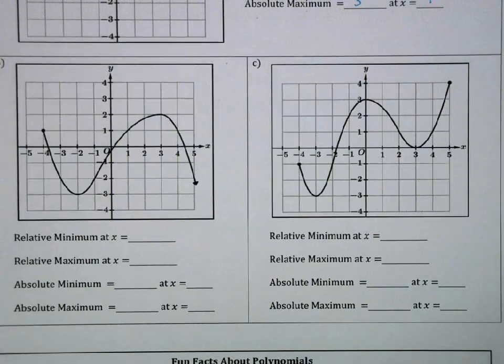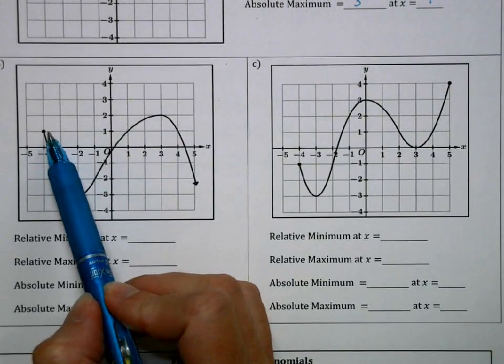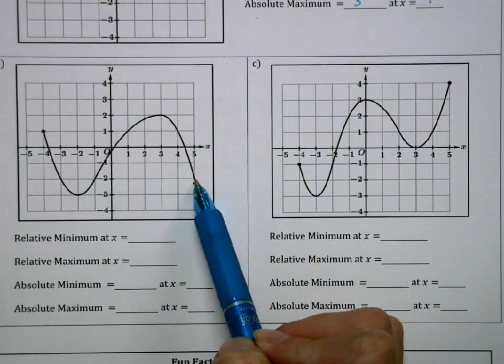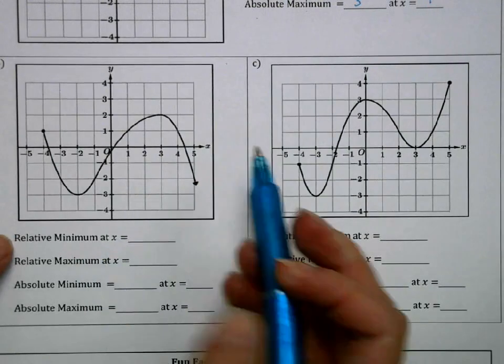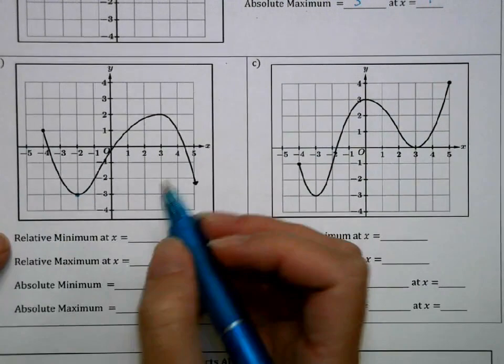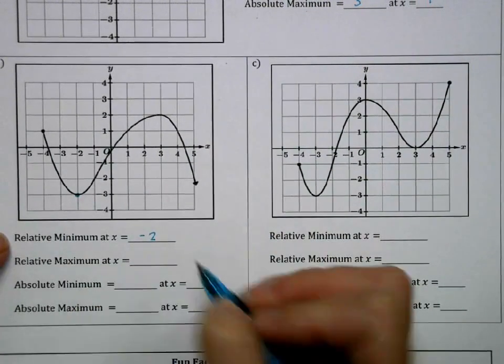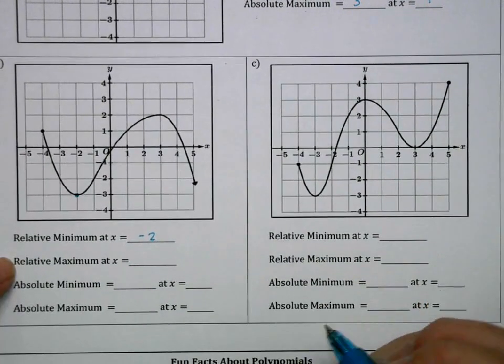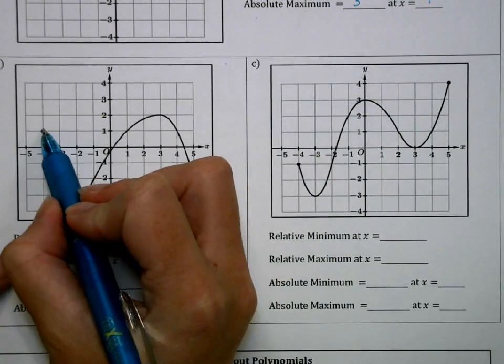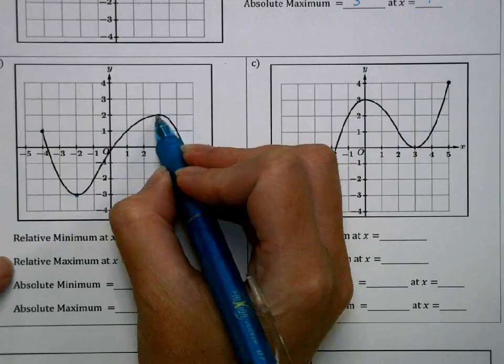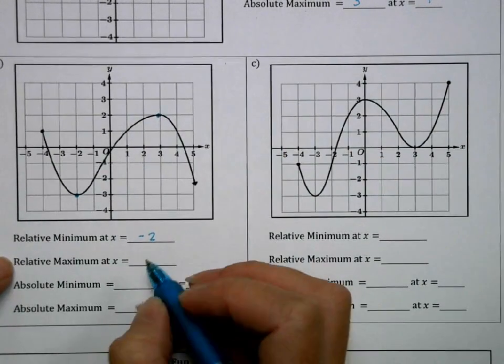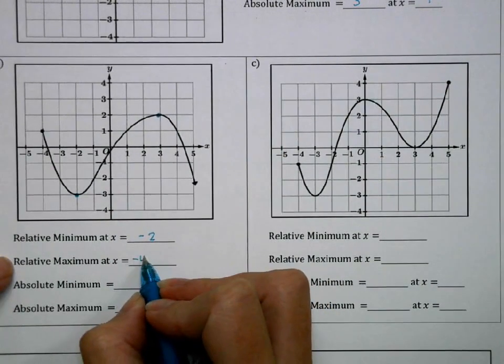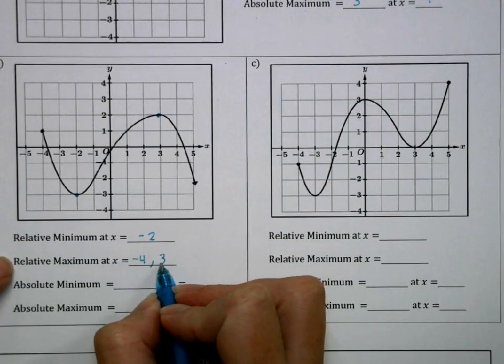New graph. This one does not have an arrow here. It does have an arrow over here. So relative min, we've got one down there at x equals -2. Relative maximum, because I have a closed dot here, that one counts, and that one counts. So relative at -4 and 3.